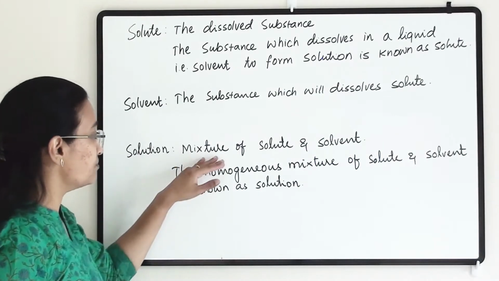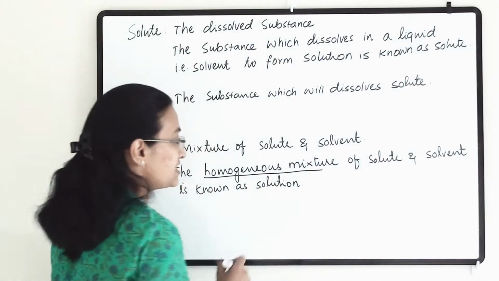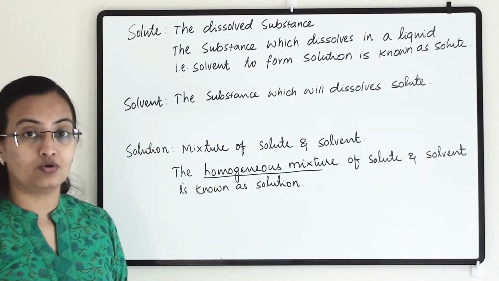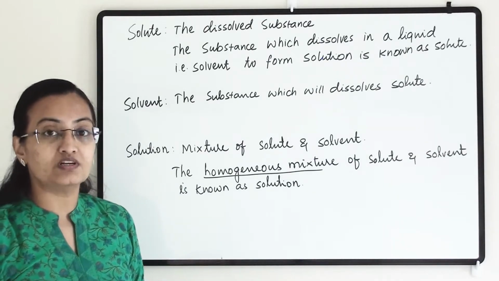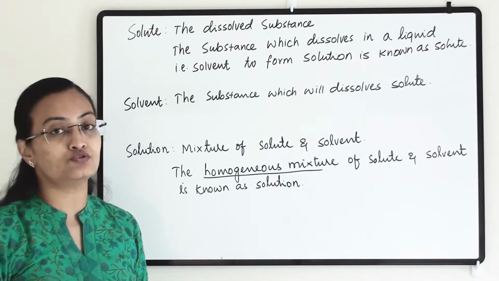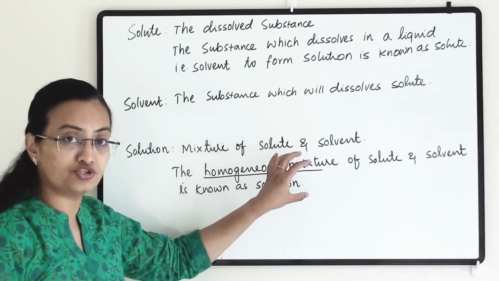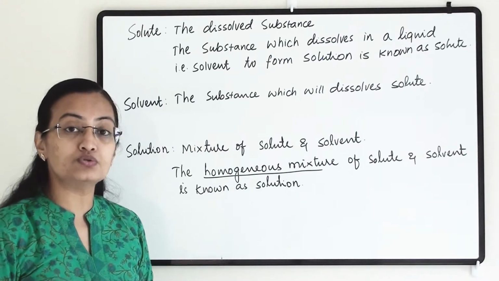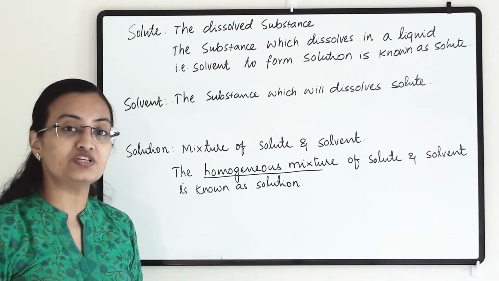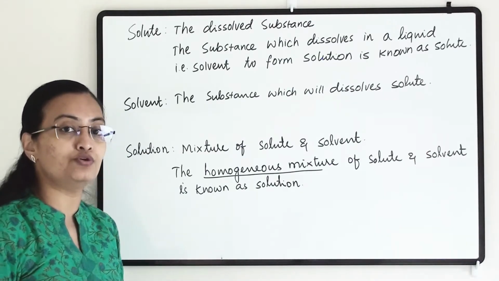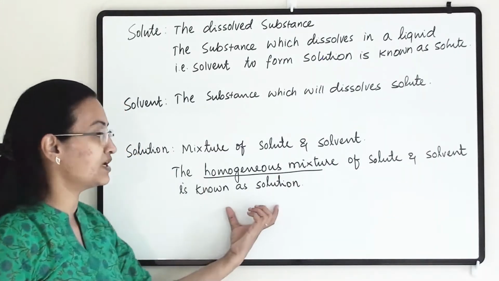Now a solution is a mixture of solute and solvent and it should be a homogeneous mixture. For example, if we are adding chalk dust or charcoal powder into water, it will not dissolve, it will float on the surface of the water. It will remain undissolved, it will not disappear into the solvent. So this is an important condition for a solution to form, that it should be a homogeneous mixture, so that you will not be able to see particles of solute separated from the solvent. The homogeneous mixture of solute and solvent is known as a solution.